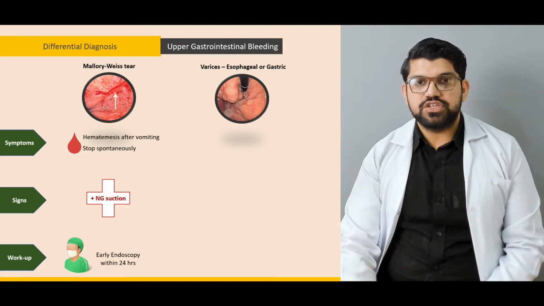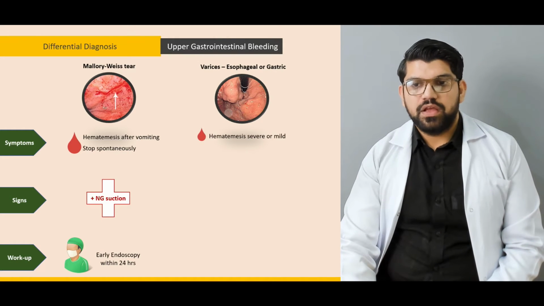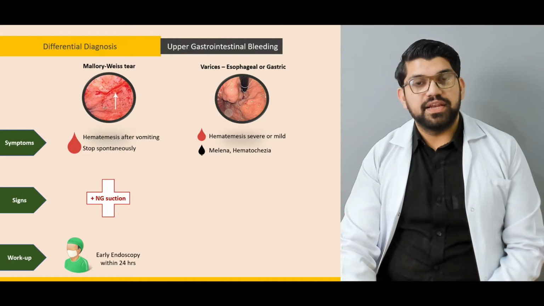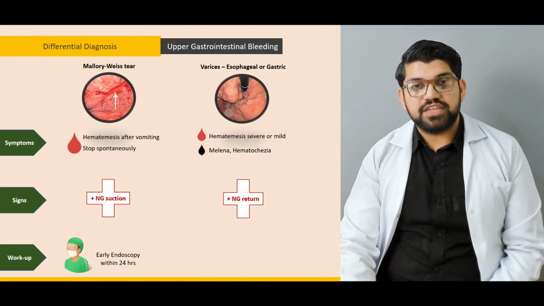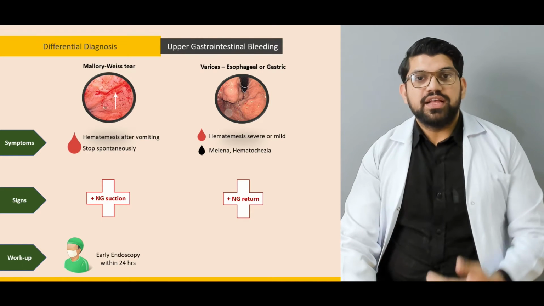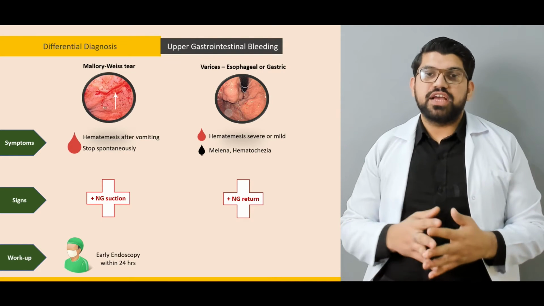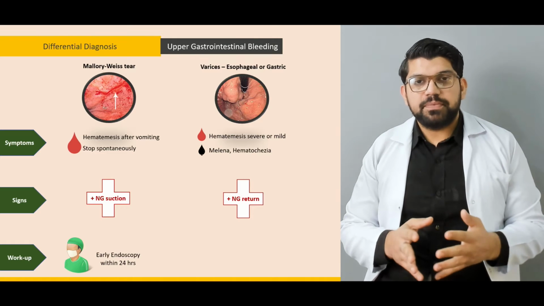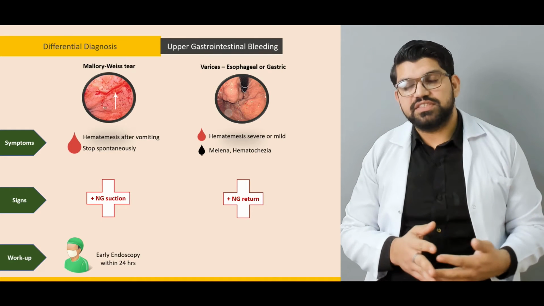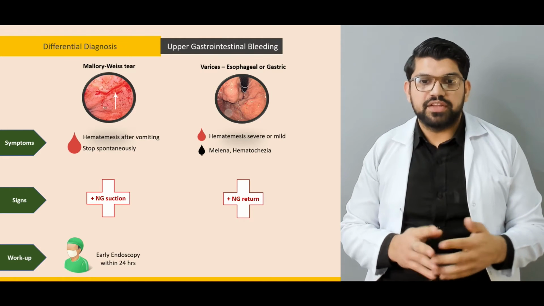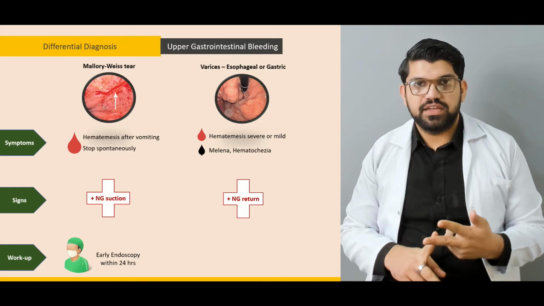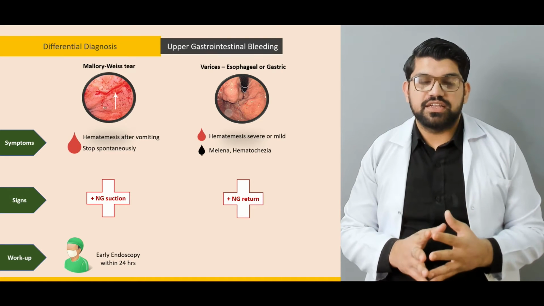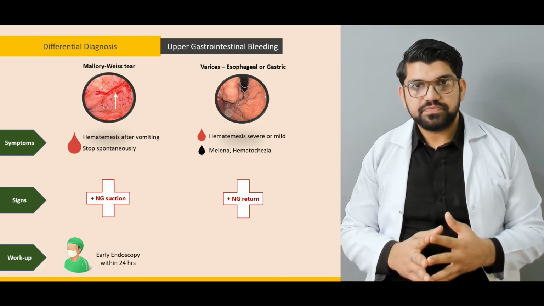Variceal bleed, esophageal or gastric bleed. Hematemesis, severe or mild. Melena, hematochezia. Nasogastric return. We are talking about some upper GI bleedings. Upper GI bleeding has similar symptoms in every disease that we study. It is related with hematemesis, melena, hematochezia, because these are the signs of upper GI bleed.